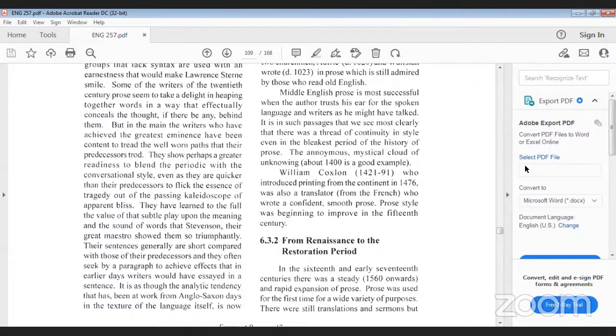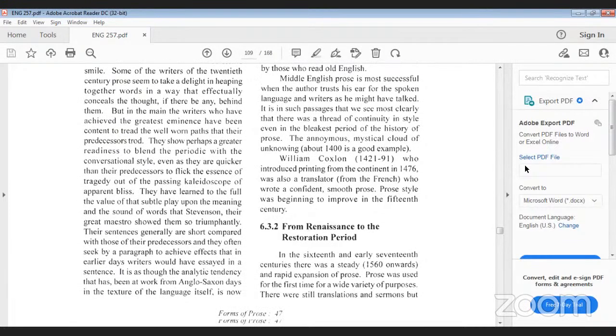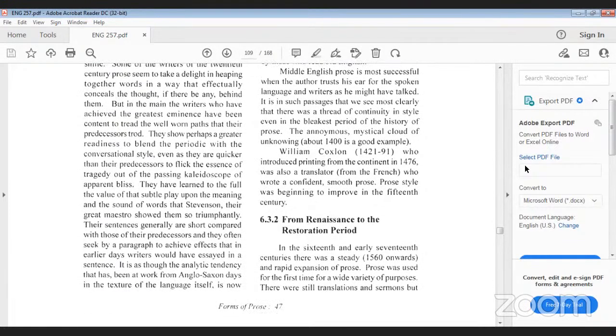From the Renaissance to the Restoration period. You can be asked this from the exam point of view, so please see that you read this and listen to this properly. In the 16th and early 17th century, there was a steady, from 1560 onwards rapid, expansion of prose. Prose was used for the first time for a wide variety of purposes.